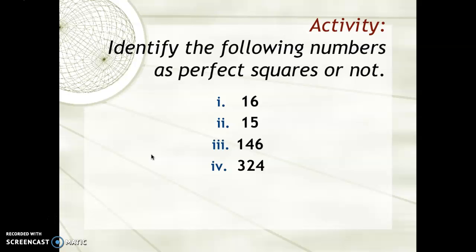All right, what about 146? Nope, there's a close perfect square and it's 144, but for 146, there's no number times itself to give you exactly 146. And then 324. Is 324 a perfect square? Yes, it is, because 18 times 18 gives you 324.